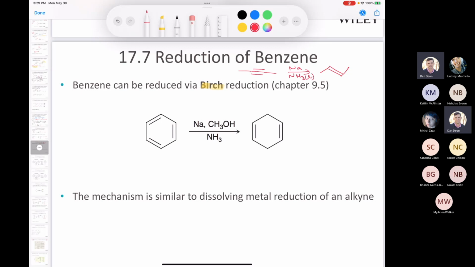But now we're talking about taking an aromatic ring and reducing it in the presence of sodium metal with ammonia, but we also have methanol. And if you're wondering, what's the methanol for? Well, we're going to talk about that in a second. And instead of making a trans alkene, now we end up with a 1,4-cyclohexadiene.